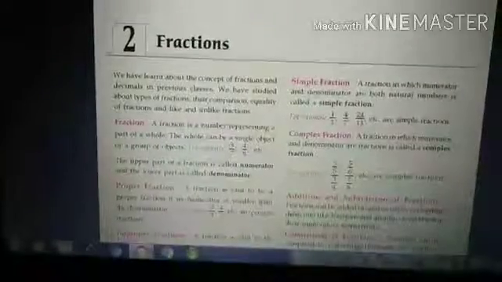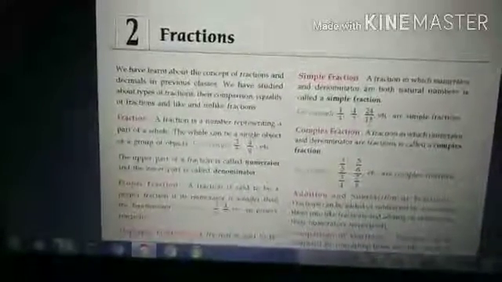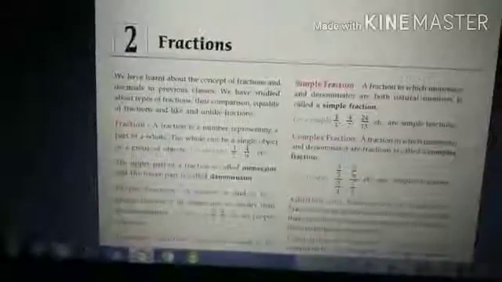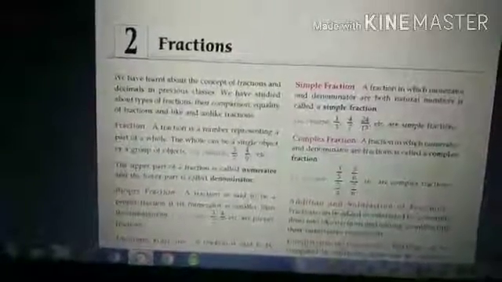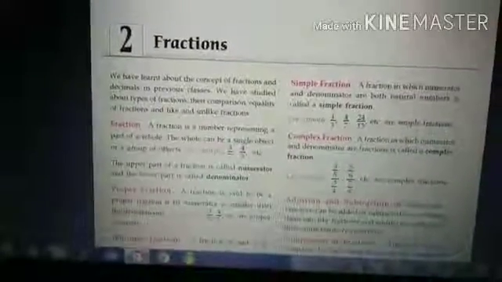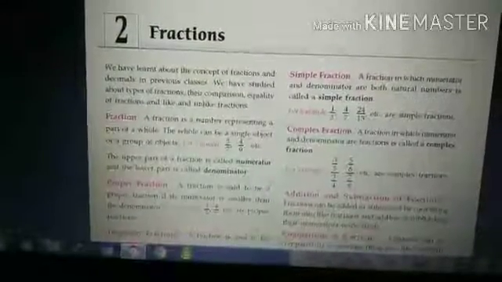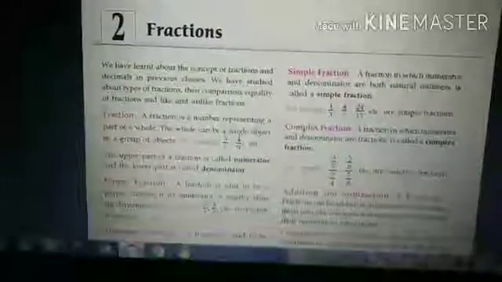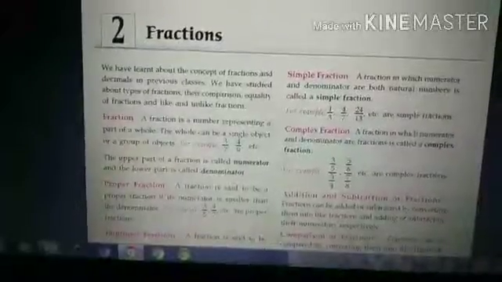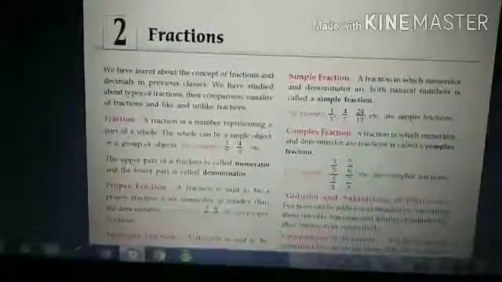Hello students, we are studying chapter number 2, fractions, and in this chapter we have seen in the previous class the fractions and types of fractions. The definition of fraction is: a fraction is a number representing a part of a whole. The whole can be a single object or a group of objects. For example, 3/7, 4/9, etc.